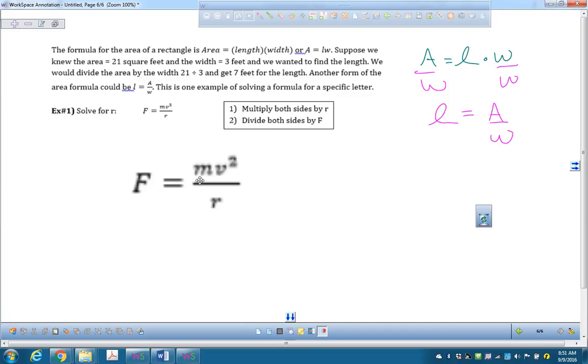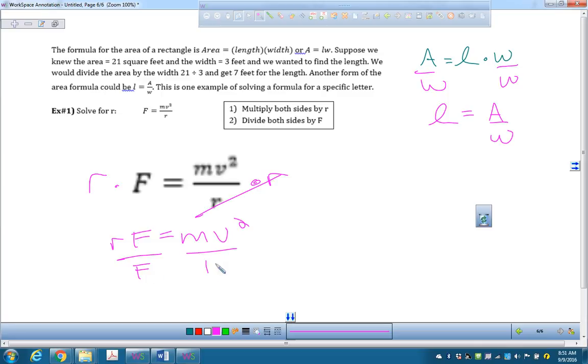Go ahead, Julia. Multiply by, oh, it tells you right there. Multiply both sides by R. Keep going. And then divide by F. Right, and then divide by F. So the R's go away, so you get R times F equals mv squared. And then if I divide both sides by F, that goes away. And I'm left with my new formula, R is equal to mv squared divided by F.